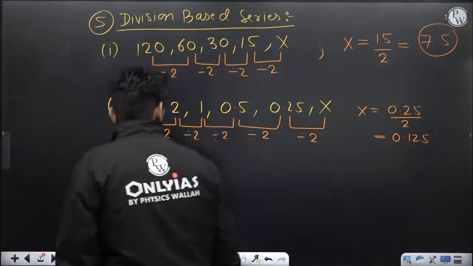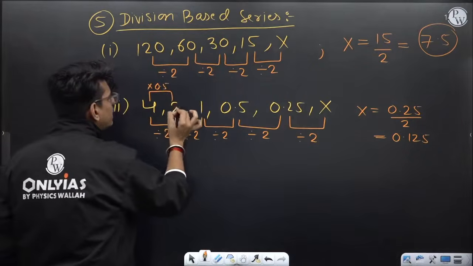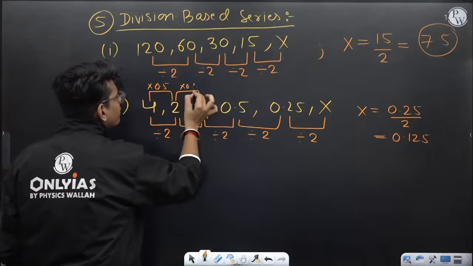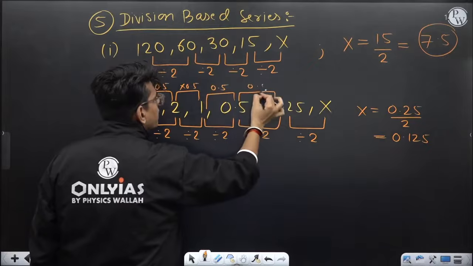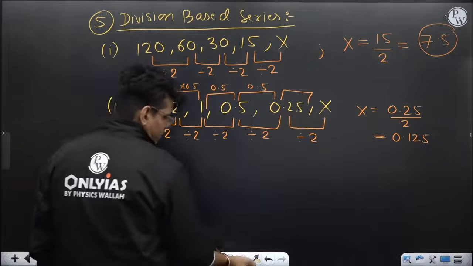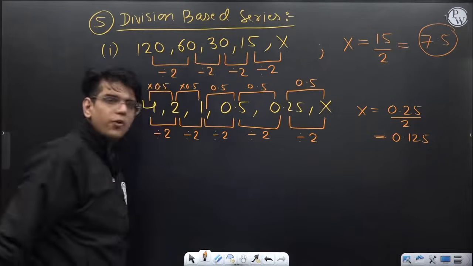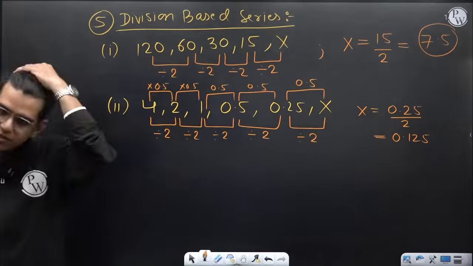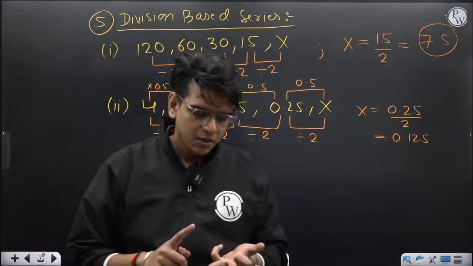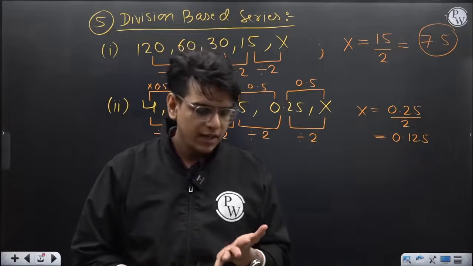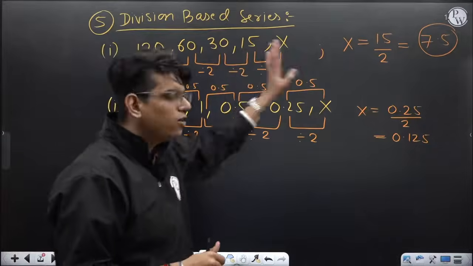Similarly, I can think of this series as multiplied by 0.5, multiplied by 0.5, multiplied by 0.5, multiplied by 0.5 and multiplied by 0.5, and I will get the same answer, 0.125. So we have seen series from addition, subtraction, multiplication, division, and prime numbers. So we have to screen the questions we get from all of these angles.